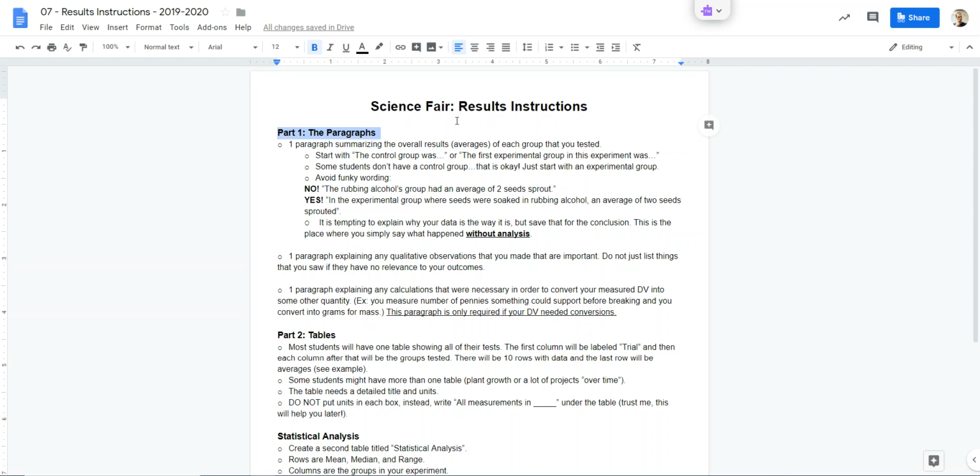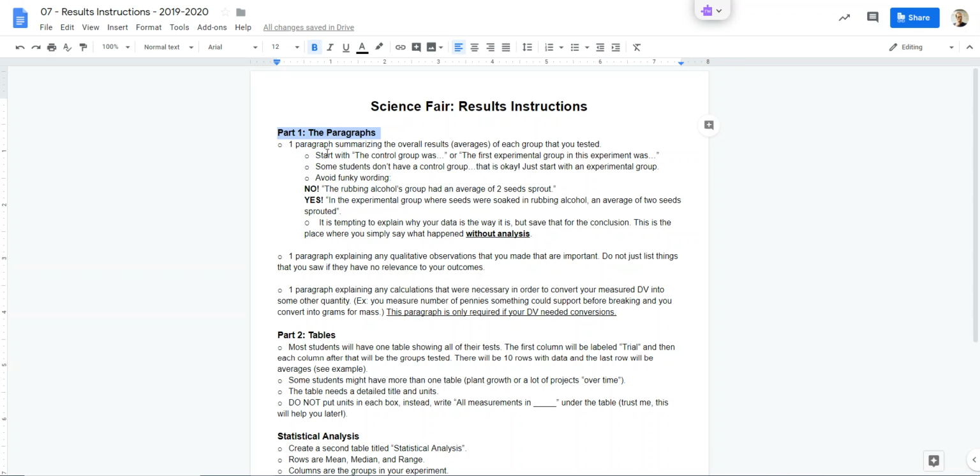There are at least 2 paragraphs that you're going to write for this section, maybe 3 depending on your project. The paragraphs in this section are pretty dry, so they're going to be very much about your data, just what it says. The first group said this, the second group said that. And you're basically just listing the high points of your data.